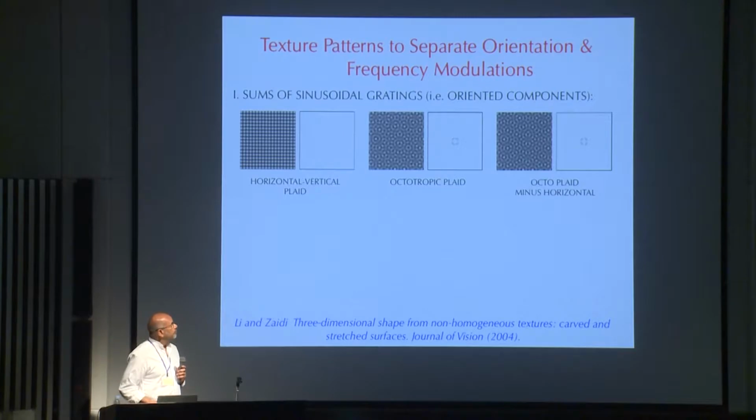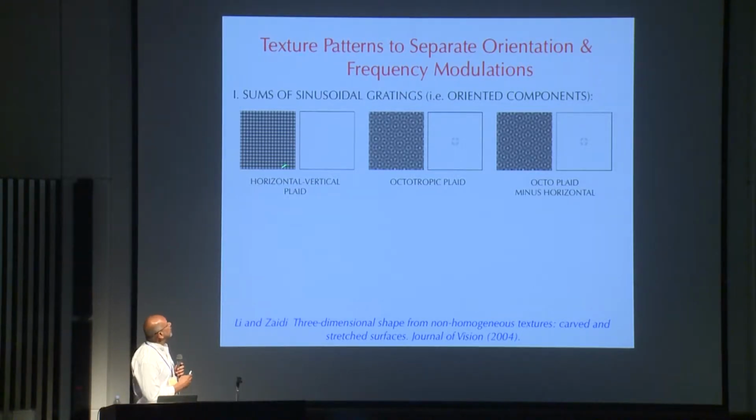And so what we did was use a number of different sorts of textures to separate spatial frequency and orientation information. So here you see this is the horizontal vertical plaid, and this is its Fourier transform, so you see these 4 points. This is what I will call an octotropic plaid. It's got 8 gratings equally spaced around the circle, and here is its Fourier transform. And this will be a useful one. I bet you can't tell very well the difference between these two, but this is exactly like this, except it's missing the horizontal grating. And in the Fourier transform, you can see the gap on the vertical part. And so these are all gratings.